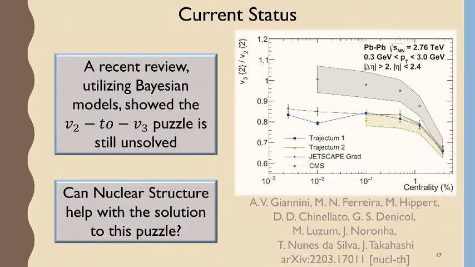The current status of the puzzle can be summed up in a recent review, which utilized Bayesian models to show that this puzzle is still unsolved. So the gray band here is CMS data, and the points and yellow band here are all different theoretical models that can be said to agree at 1% centrality, but as you go to much smaller centrality classes, there is still this mismatch between experiment and theory.